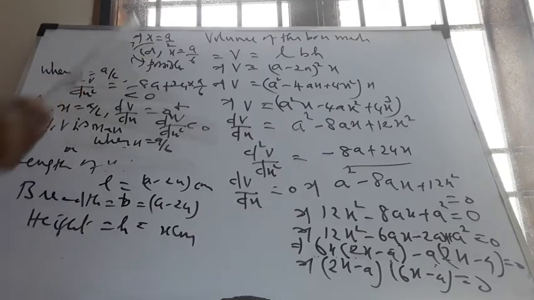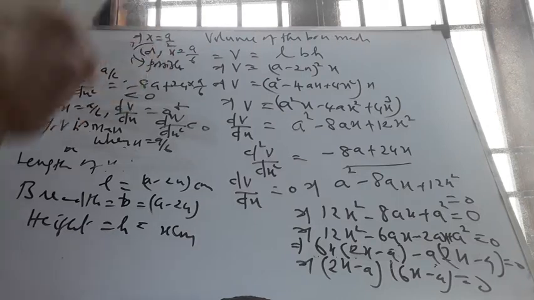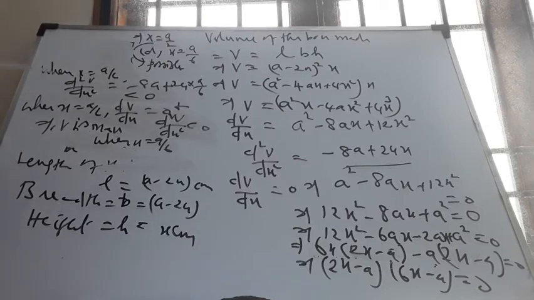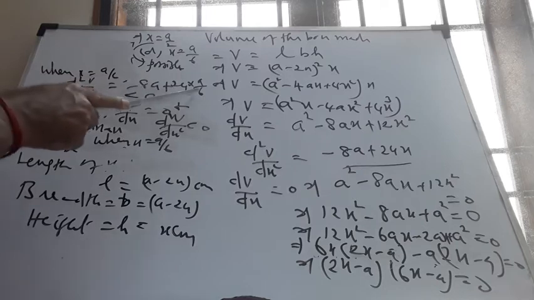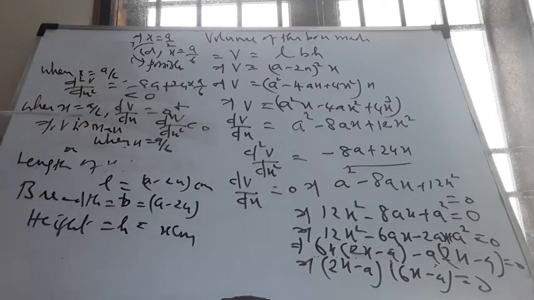A by 2 is not possible. If x is a by 2, the whole piece is made into two equal pieces. I can't get a situation like this. So when x is a by 6, substitute here: minus 8a plus 24 into a by 6, which is minus 8a plus 4a, which is negative. Therefore, when x is a by 6, first derivative is 0 and second derivative is negative, which implies v is maximum when x is a by 6.